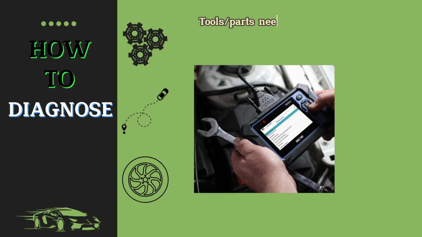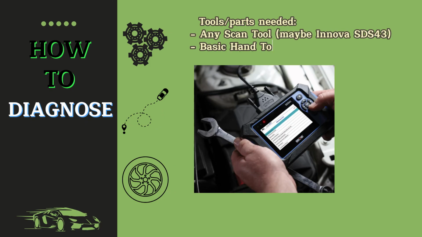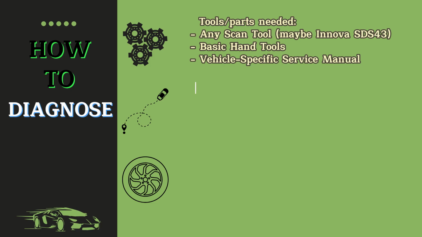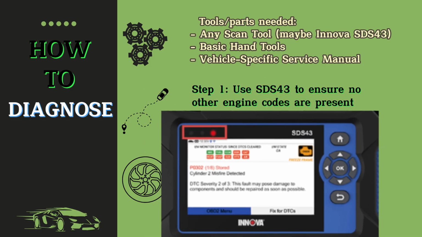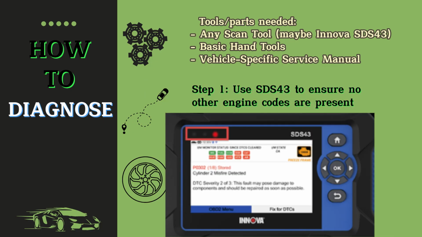Tools and parts needed: any scan tool, or an OBD scanner, basic hand tools, and a vehicle-specific service manual. Step 1. Use the scanner to ensure no other engine codes are present. Scan your vehicle to verify P0130 is the only code present. If other codes are present, they must be addressed first.